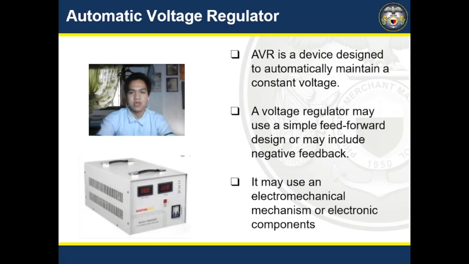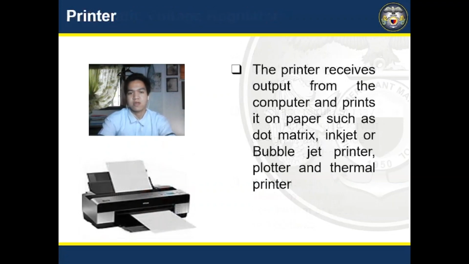Automatic voltage regulator (AVR) is a device designed to automatically maintain a constant voltage. A voltage regulator may be used in a simple feed-forward design or may include negative feedback. It may use an electromechanical mechanism or electronic components.